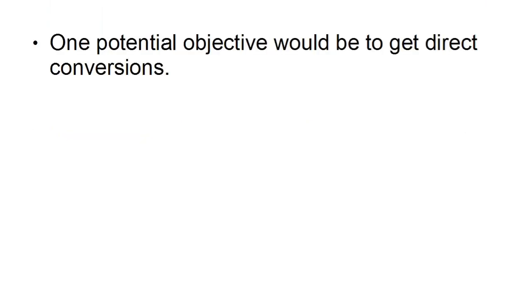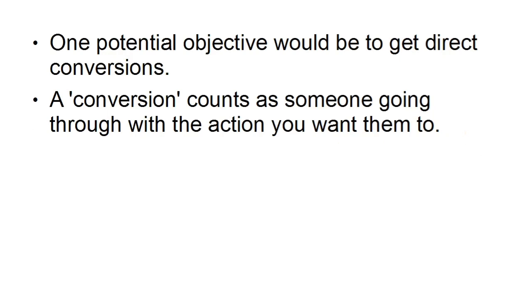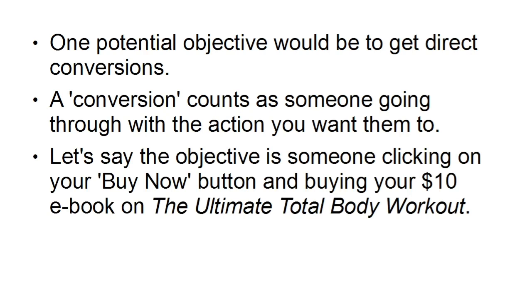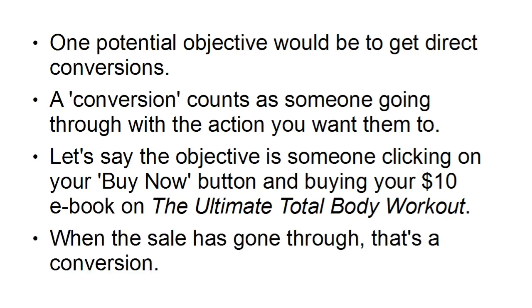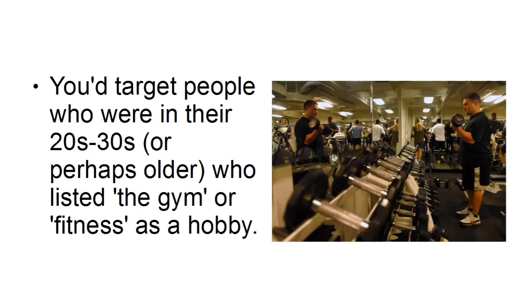Now, one potential objective would be to get direct conversions. And a conversion counts as someone going through the action that you want them to. So let's say the objective is someone clicking on your Buy Now button and buying your $10 ebook on the ultimate total body workout. And when the sale has gone through, that's a conversion. So it's making a direct sale from your website via a Facebook ad. Fairly straightforward. So what you do for this ad is you would target people who were in their 20s or 30s or perhaps older, who listed the gym or fitness as a hobby in their Facebook profile.